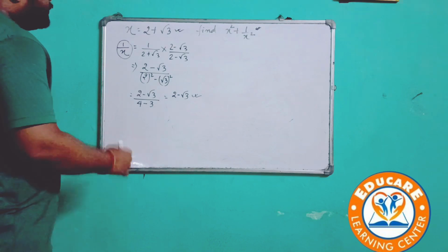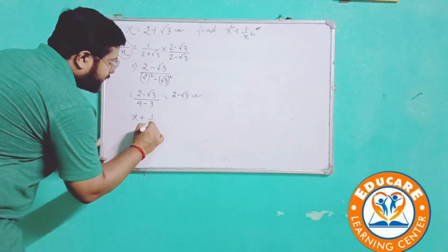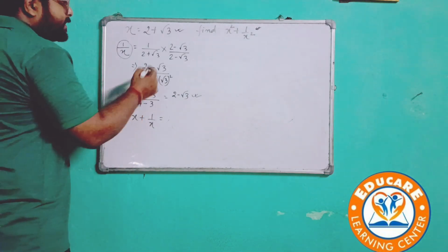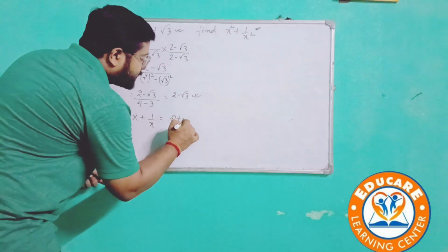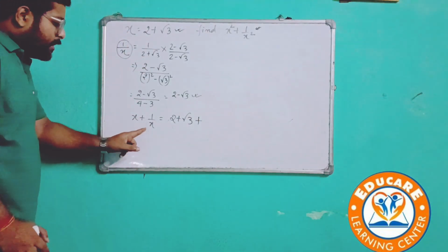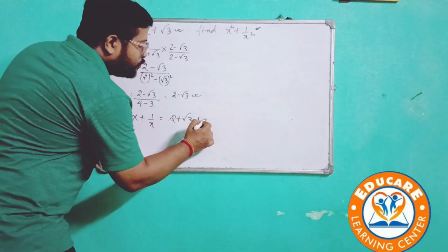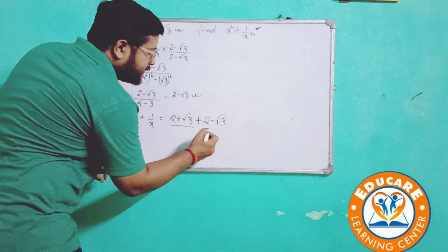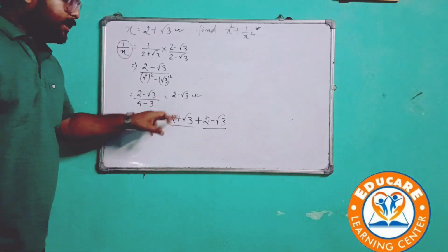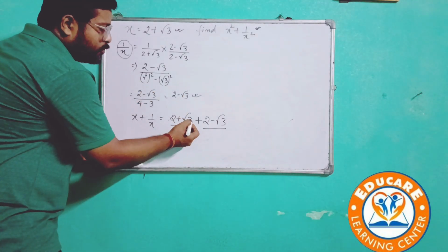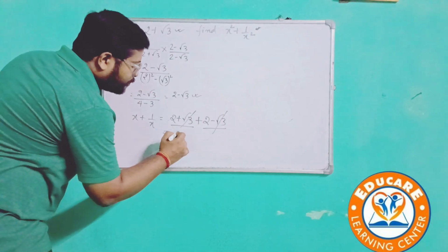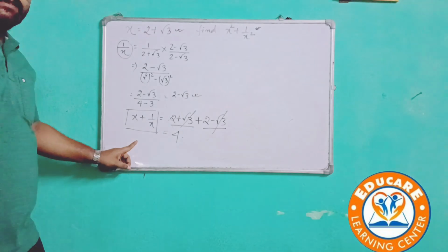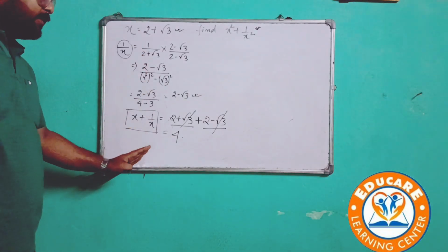Now our second step would be to find x plus 1 by x. What was the value of x that was given in the question? 2 plus root 3, put a plus sign. And what is the value of 1 by x that we have found? 2 minus root 3. This is the value of x which was given in the question, and this is the value of 1 by x which we have calculated. If we look at this equation properly, plus root 3 minus root 3, both of them get cancelled. So 2 plus 2 is 4. This is the value of x plus 1 by x. So half of the question is solved.